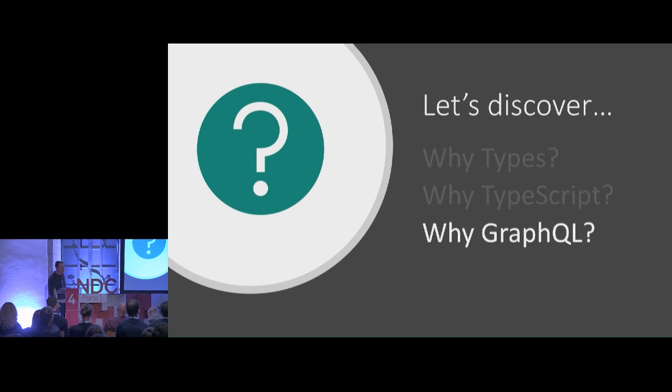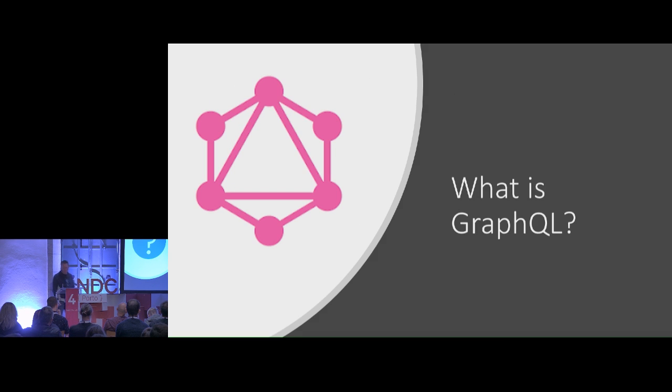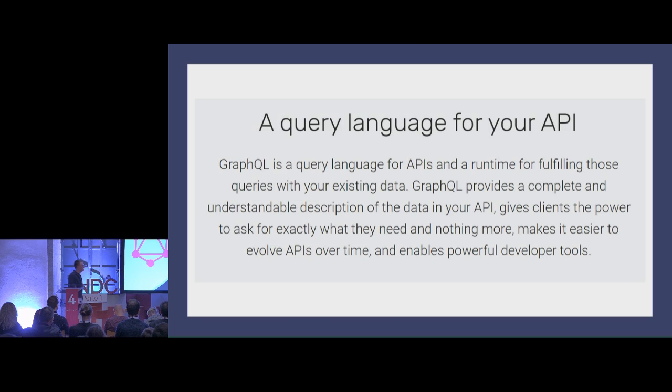And that starts with GraphQL. So why GraphQL? Let's start with what first. Straight off the website, this is a great description. It's a query language for your API. It's a runtime for fulfilling those queries with your existing data. That means it's adaptable. That means you can use data sources you already have.